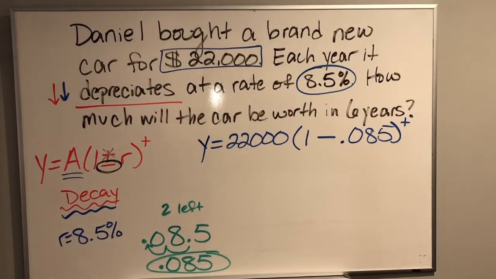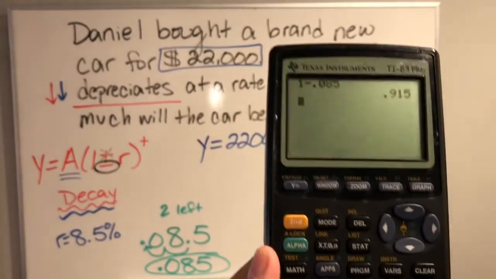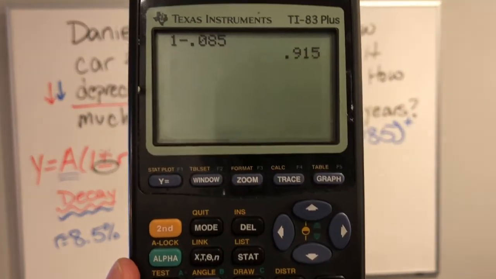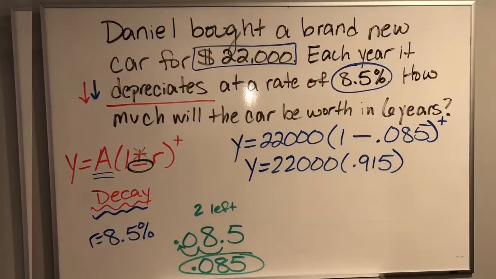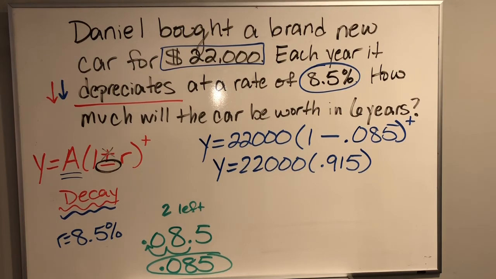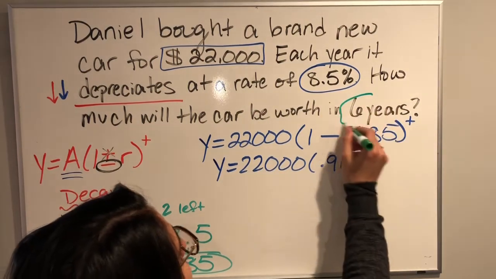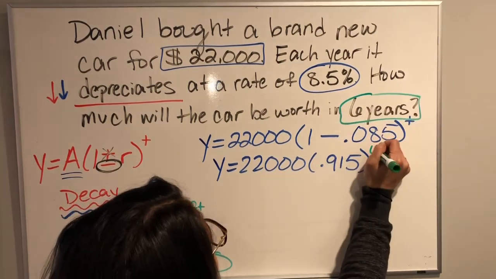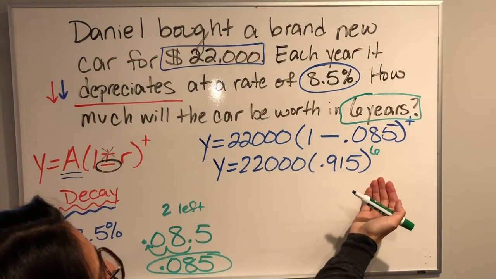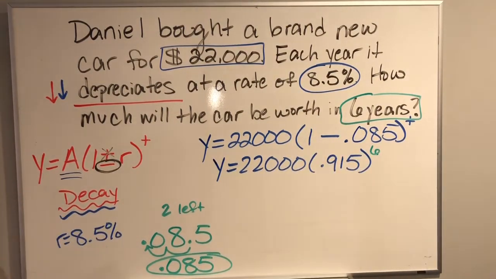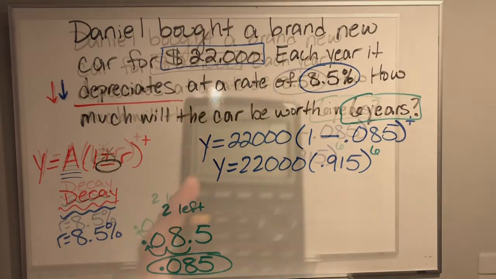All right, so now we are going to simplify what's inside the parentheses. As you see right here on the calculator, I did 1 minus 0.085 and we get 0.915. All right, so the last thing we have to fill in is the time for our exponent. So again, we are trying to find out how much the car will be worth in 6 years. So I'm going to put a 6 as an exponent. At this point, we simplified as much as we can.